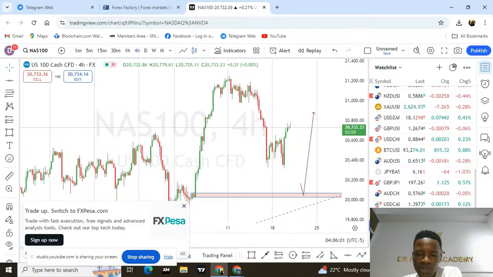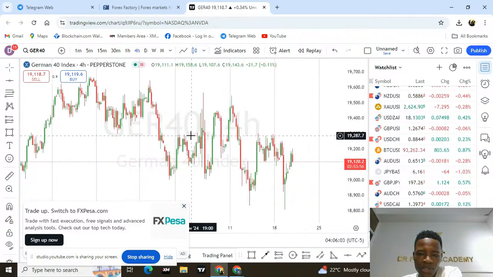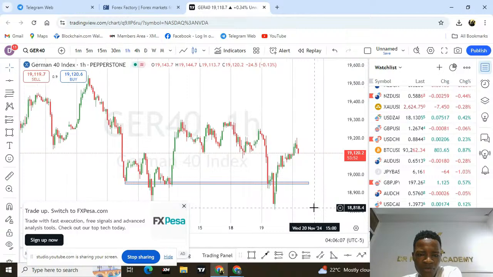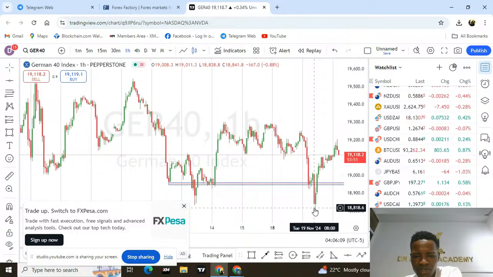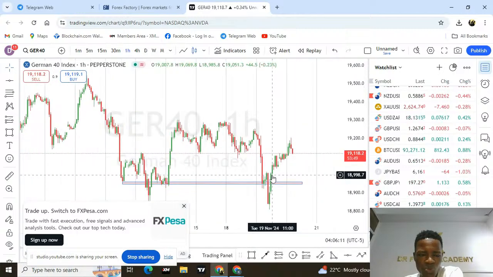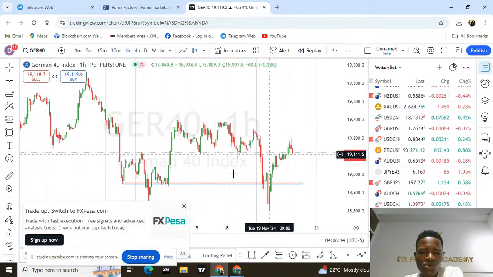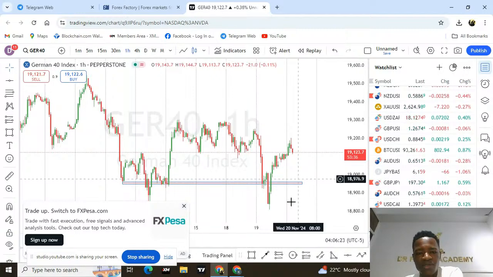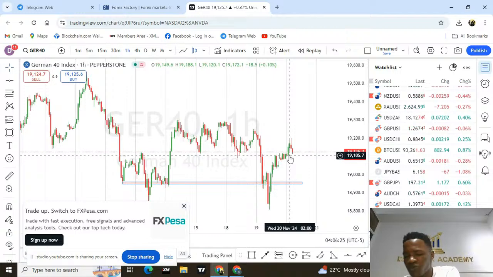And then German 40. Simon is here. Simon, you are here. So this is GER40, German 40 or German index. German 40 normally moves very good, but doesn't have a lot of money in terms of pip value. But it has very good movement in terms of market structures. So I wouldn't advise you to focus on it.